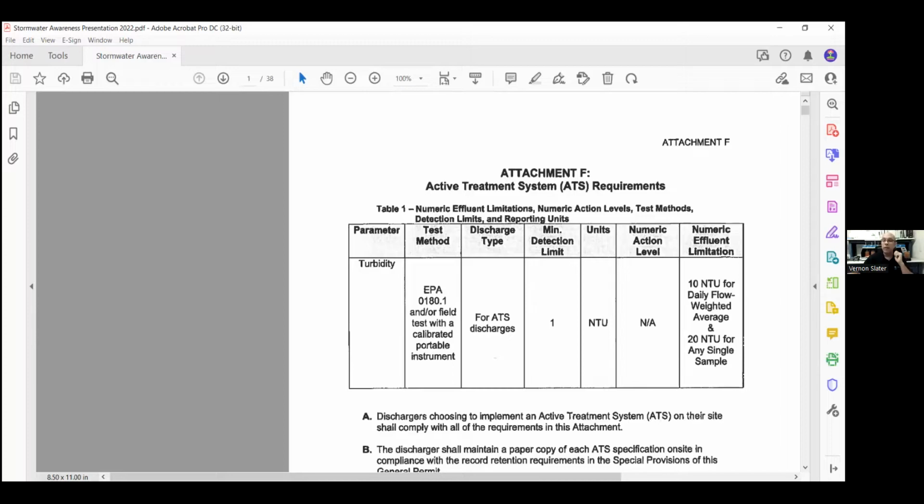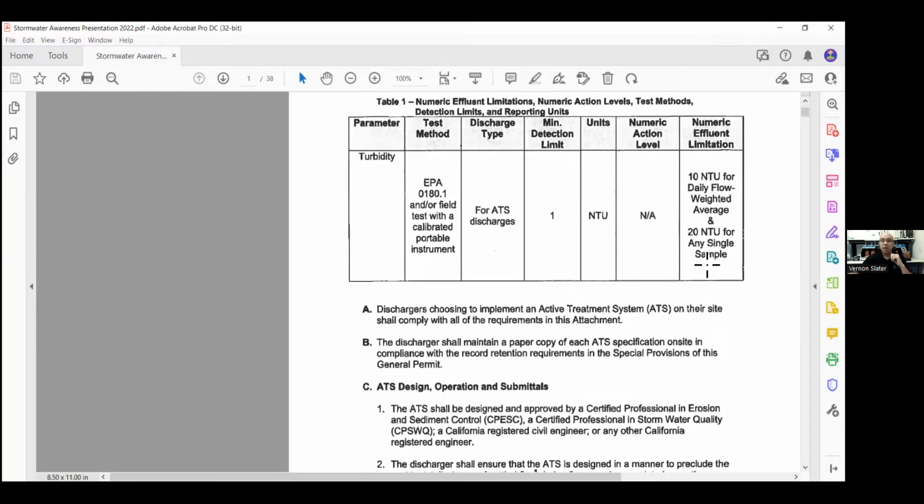Right up front here, it says we have to discharge at 10 NTU on a daily weighted flow average, no more than 20 NTU on a single sample. Now, the new permit has these same numbers in place, but it also adds in pH from 6.0 to 9.0. And notice here, dischargers choosing to implement an active treatment system on their site shall comply with all the requirements of this attachment. Again, your Bible.